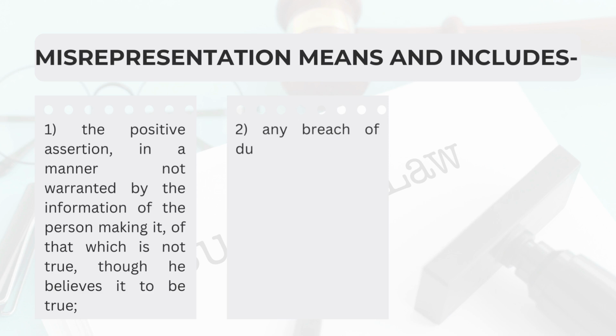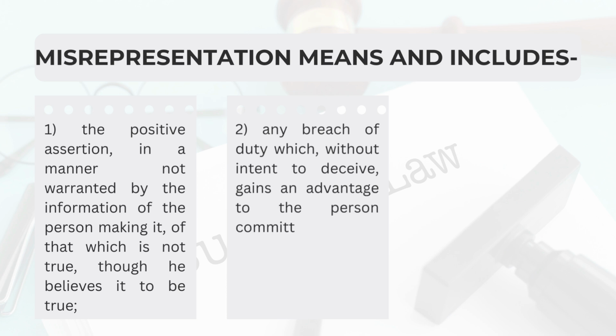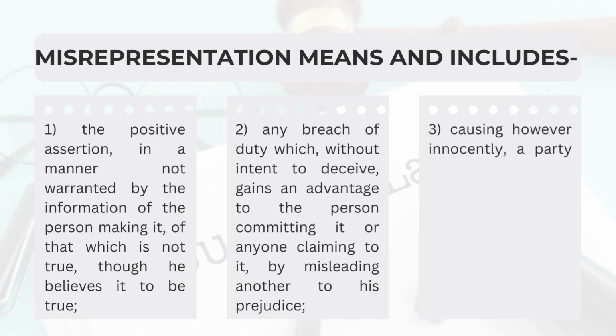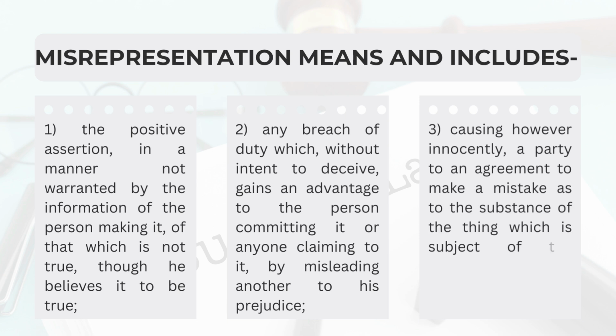Second is any breach of duty which, without intent to deceive, gains an advantage to the person committing it or anyone claiming under him, by misleading another to the prejudice of that person. If you are breaking your duty, whether you have an intention to deceive or cheat someone or not, but you are gaining an advantage because of that breach, it is a case of misrepresentation. Third, causing, however innocently, a party to an agreement to make a mistake as to the substance of the thing which is the subject of the agreement. So you are causing that party to fall under the domain of mistake.